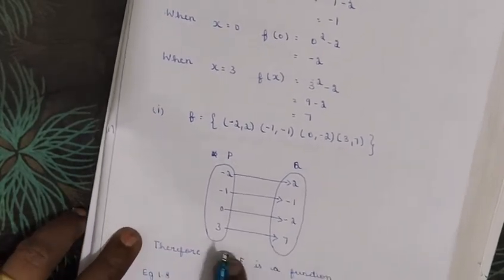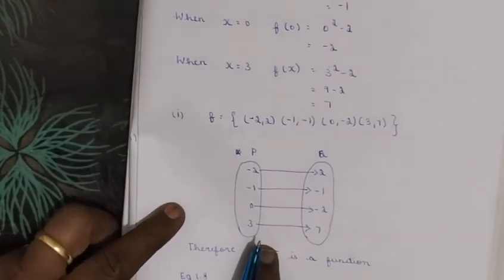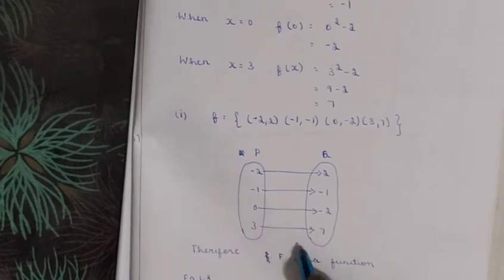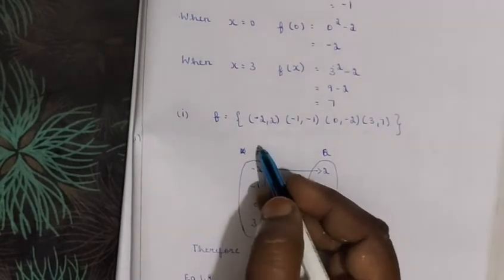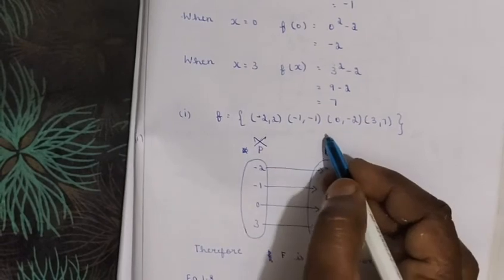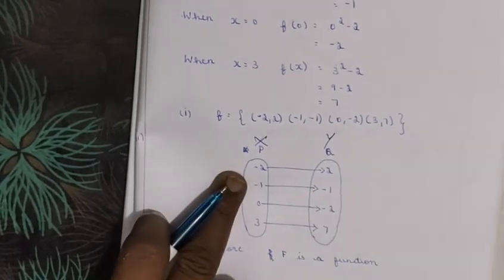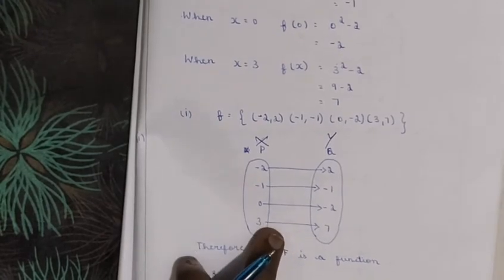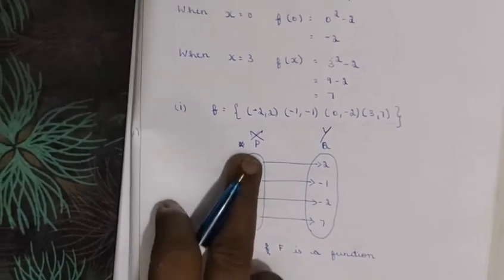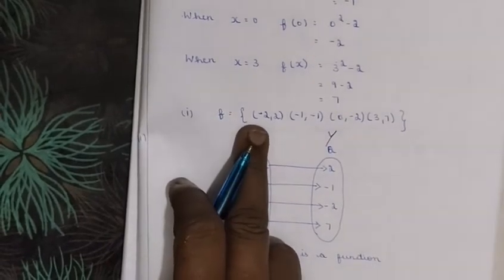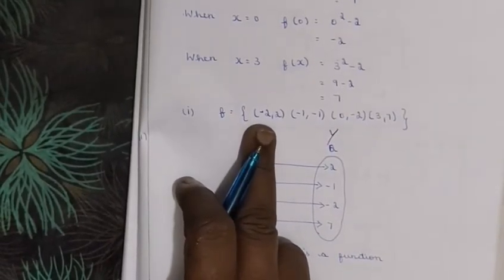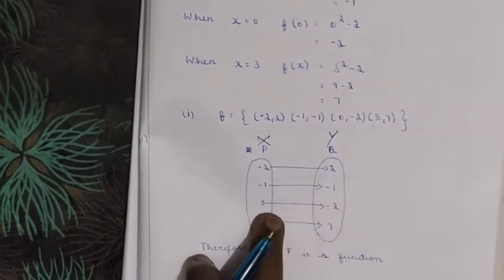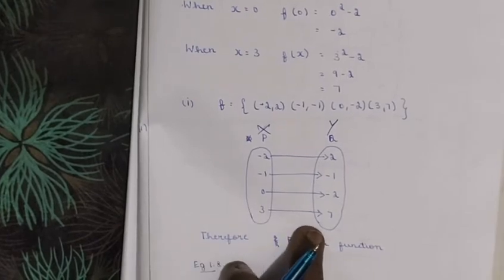Okay. Now, in order to find whether it is a function or not, let us better draw an arrow diagram. Now, the first set is x. The second set is y. Now, list out all the elements of x and list out all the elements of y. Okay. Now, you have to draw the relations. Minus 2, 2, minus 1, minus 1, 0, 2, and 3, 7.